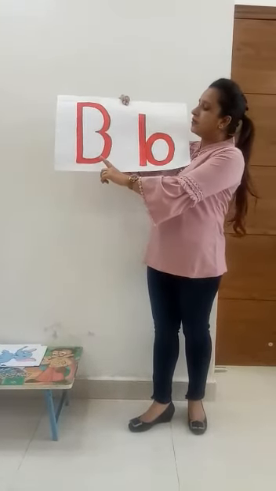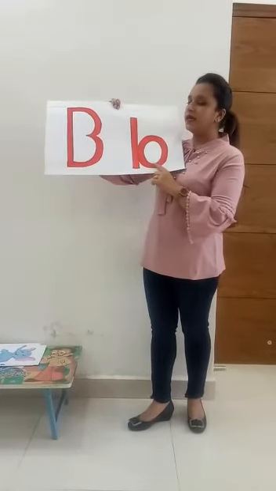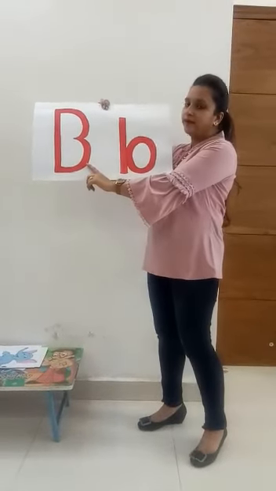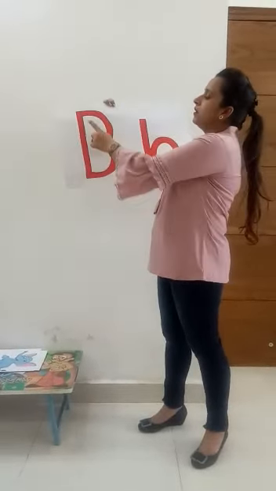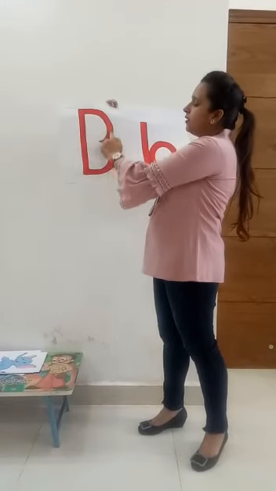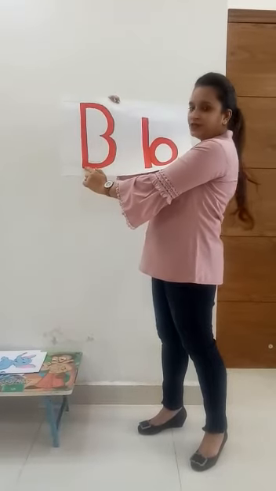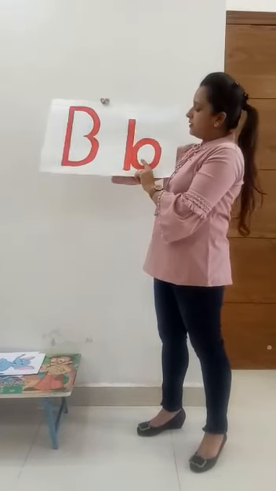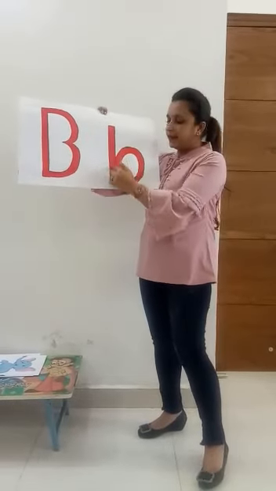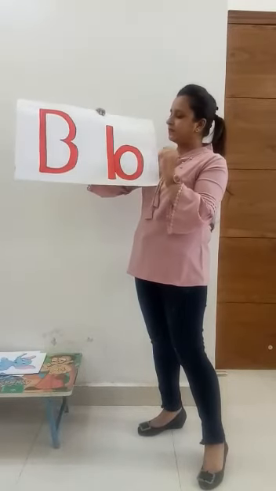This is B, capital B. Another we have small b. And how to make this alphabet? From the top, one standing line, half a curve to the middle, and again half a curve to the bottom. Second, we have small b: one standing line, half a curve to the bottom.